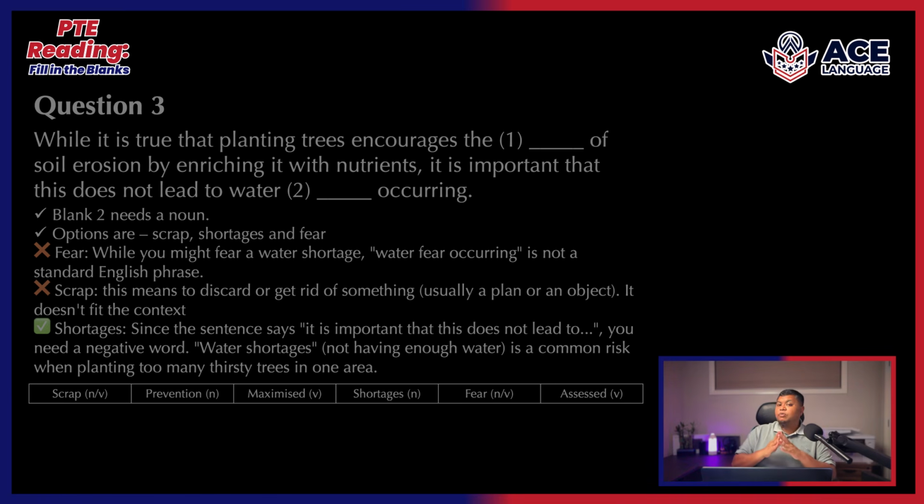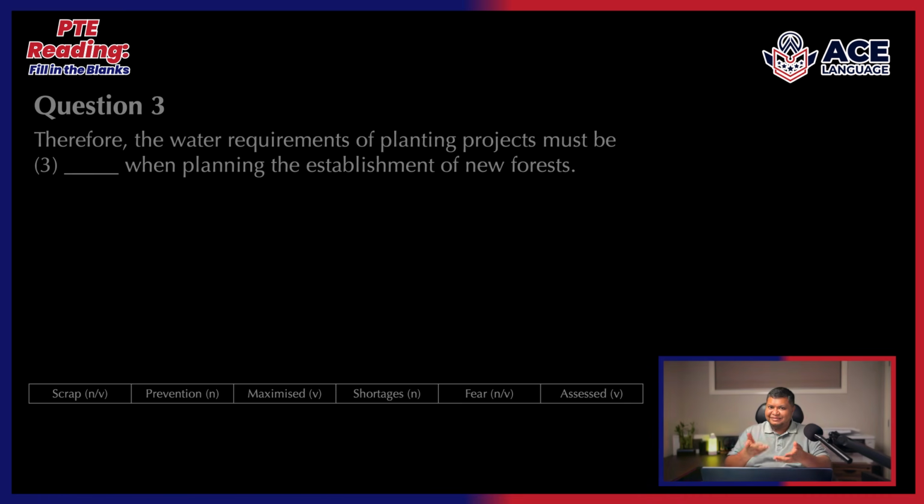It's a very common collocation. Water shortage means lack of water. What it really is saying is that yes, tree plantation is good. It prevents soil erosion, but we need to also think about we should not plant that many trees without any planning so that the water is in short supply. Make sense? So the answer here is shortages.